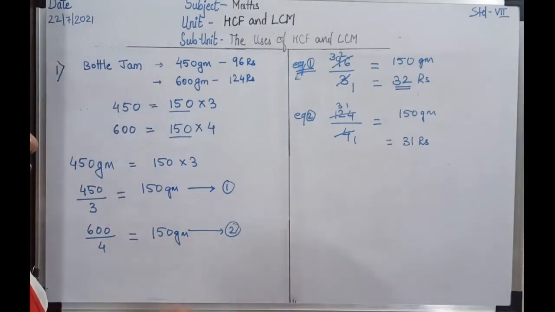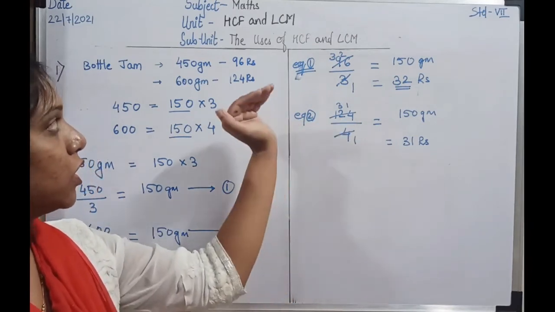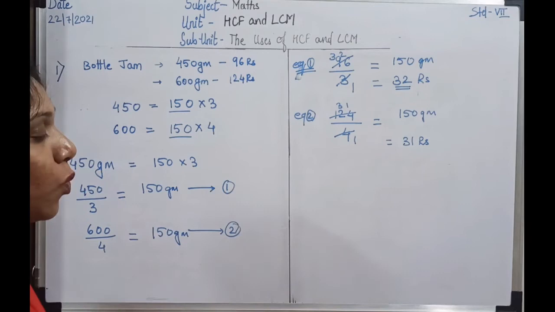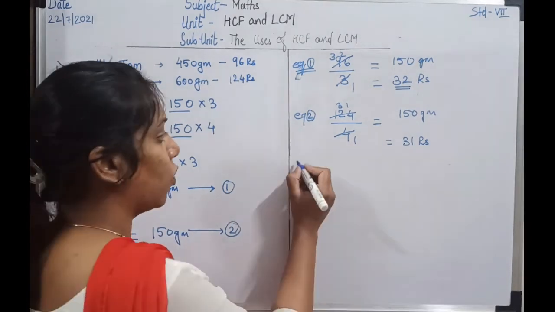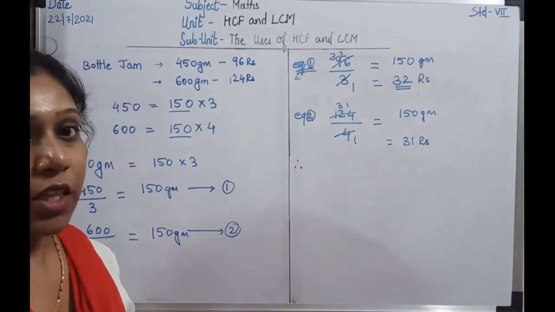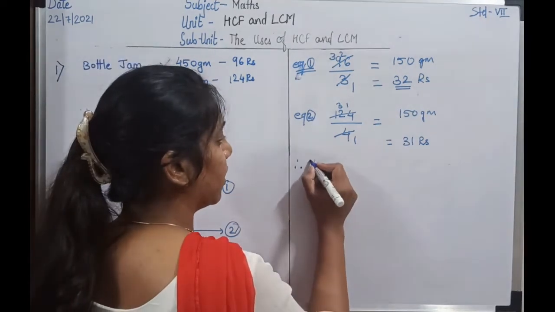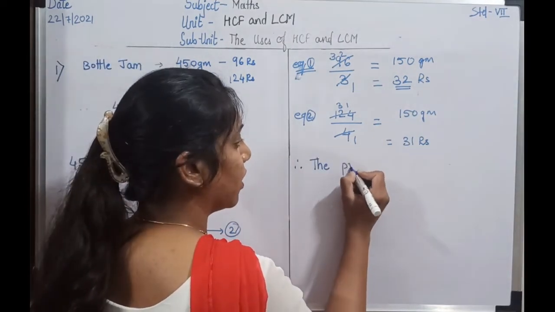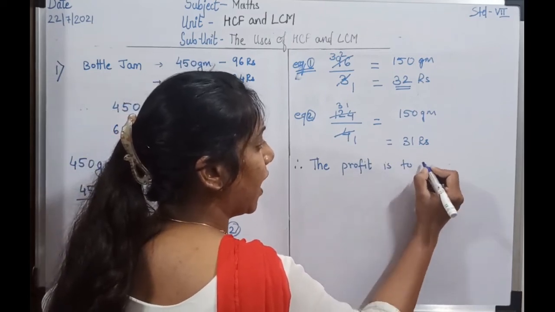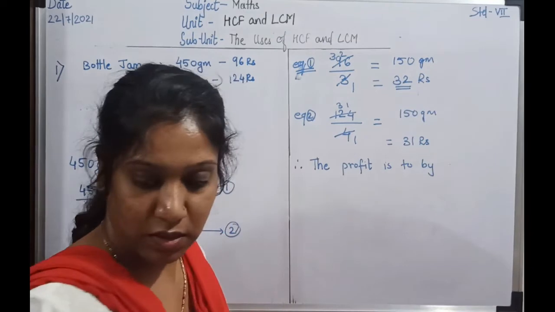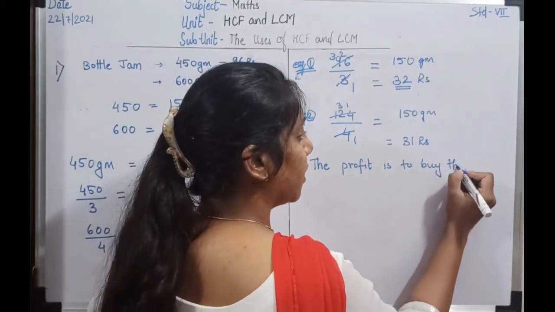So, the benefit of buying the 600 gram bottle is more than the smaller bottle. Correct? We save 1 rupee for each 150 grams. Therefore, the profitable one is the bigger bottle. The profit is to buy the bigger bottle.